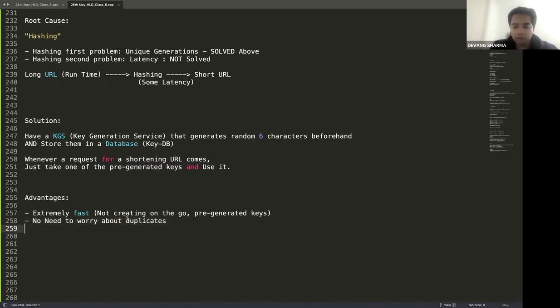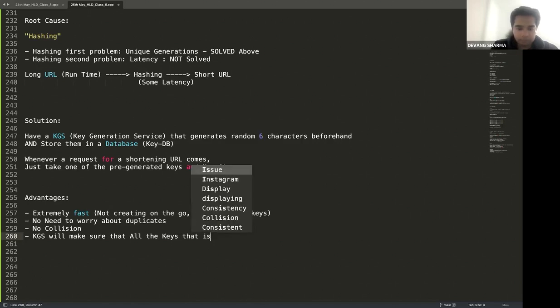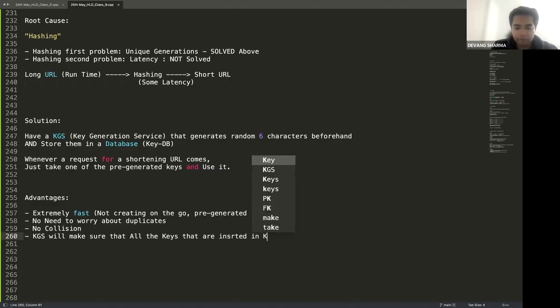No collision, same thing. And my key generation service will make sure that all the keys that are inserted in my KDB are unique. That is the job of the key generation service.